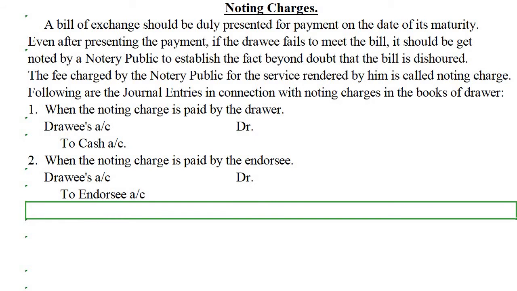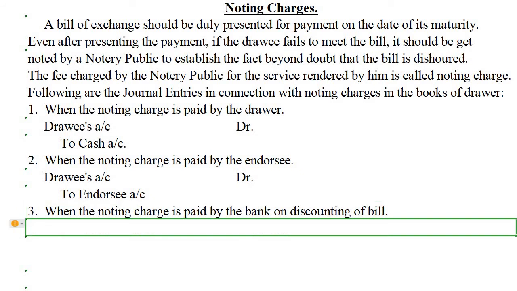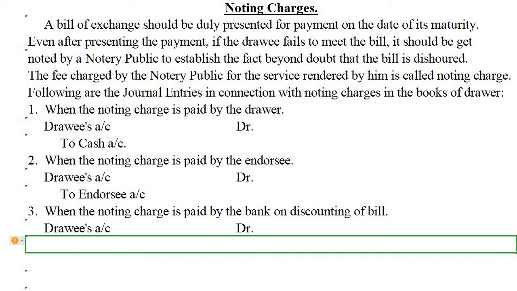So in the third case, when the noting charges are paid by the bank, if the bill is discounted with the bank, noting charges will be paid by the bank. So at that time drawee has to pay money to bank. So we will write the journal entry: drawee's account debtor to bank.